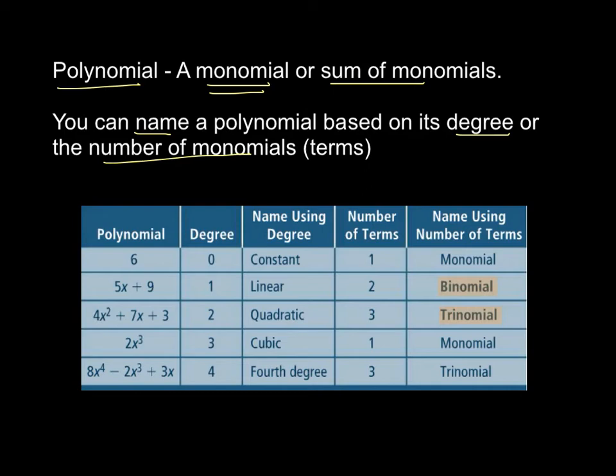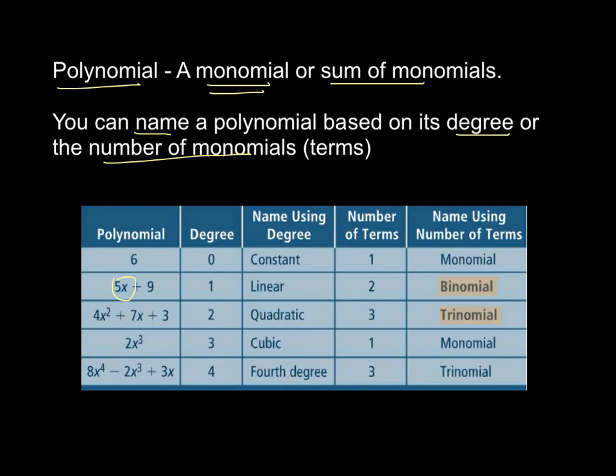5x plus 9. Well, the degree is 1 because the variable with the highest degree is this x, and that x has a power of 1. So we call that a linear function. The number of terms is 2, the 5x and the plus 9, so there are two separate terms. So we call that a binomial. Bi is a prefix for 2.